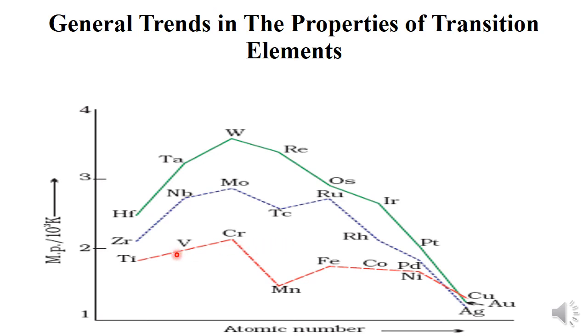And in a particular series, the metallic strength increases up to the middle with increasing number of unpaired electrons, that is up to the d5 configuration, that is up to chromium. And after chromium, the number of unpaired electrons goes on decreasing. That is in case of iron, which has 4, cobalt has 3 unpaired electrons and so on. So there is a decrease in the melting and the boiling point also.